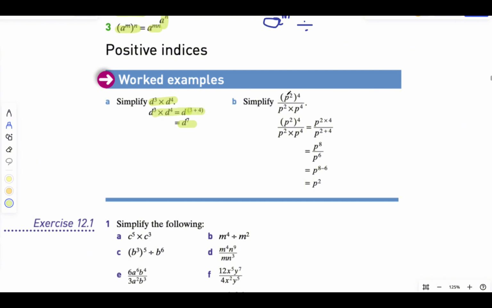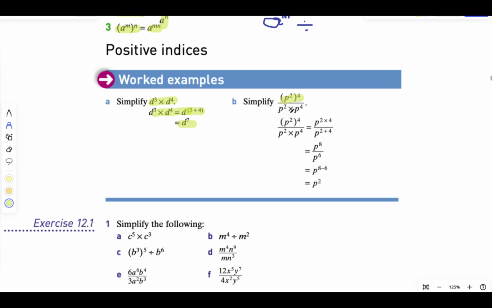Here you're going to use about two laws. There's the third law, p raised to the power 2 raised to the power 4. There is power inside, power outside. So we're going to simplify this one. We get p raised to the power 2 times 4, which is 8. So we're going to get p raised to the power 8 in the numerator.